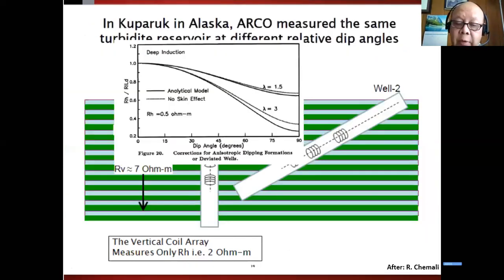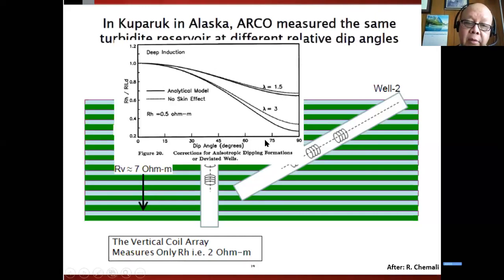And this is the experiment done by ARCO in their field in Alaska, where they have done the logging in the vertical well, logging in the deviated well. And we find that as the dip angle increases, the resistivity starts to deviate from one another. And we start to see that the anisotropy index increases from 1.5 to 3.